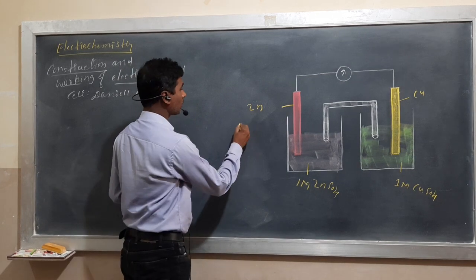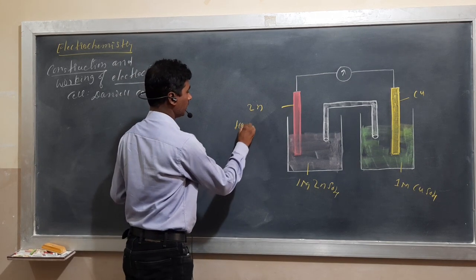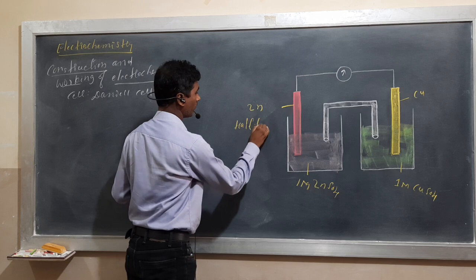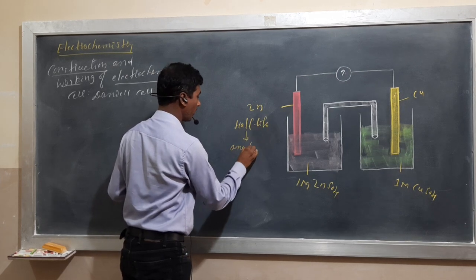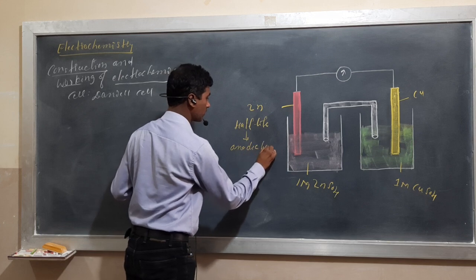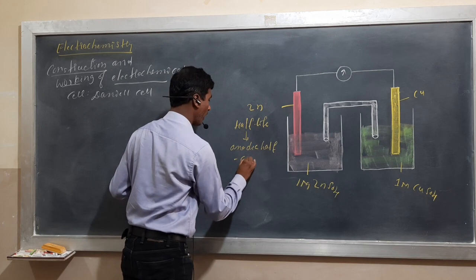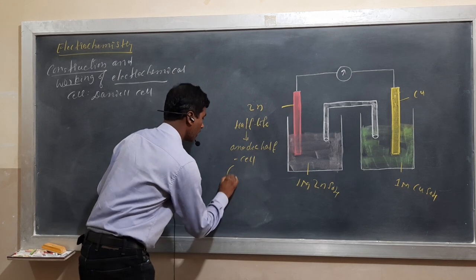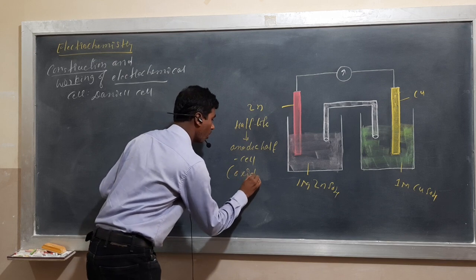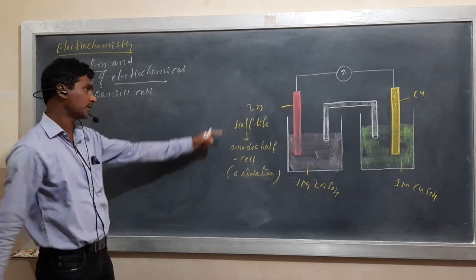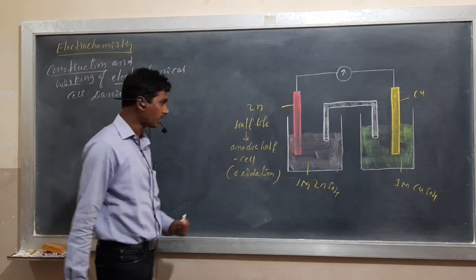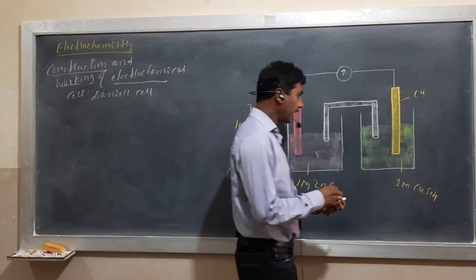This zinc electrode is called a half cell. It is called the anodic half cell. Why is it called the anodic half cell? The half cell in which oxidation takes place, that is, loss of electrons takes place. That's why the zinc electrode is called the anodic half cell.